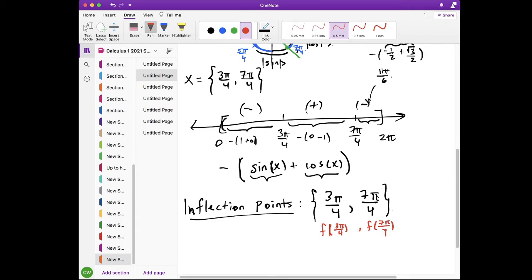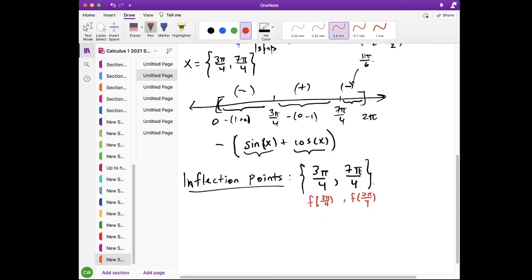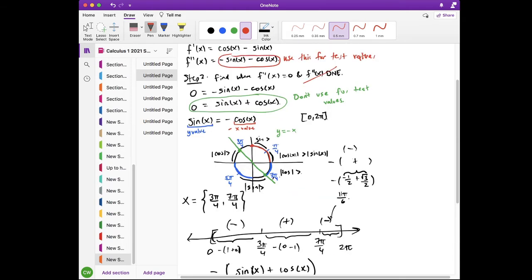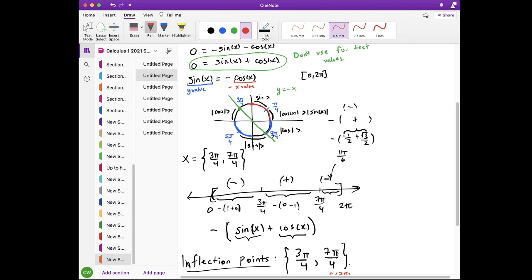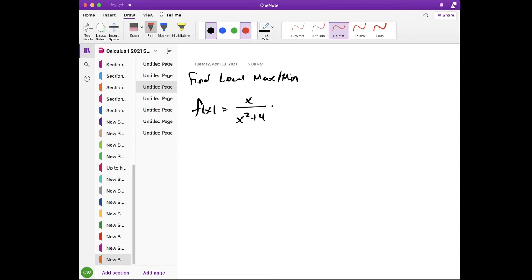Okay. Questions about this one? It's a little trig. All right. Let's do another one. Okay, let's practice first derivative test. And we'll think about the second derivative test as well. But one might be harder than the other.